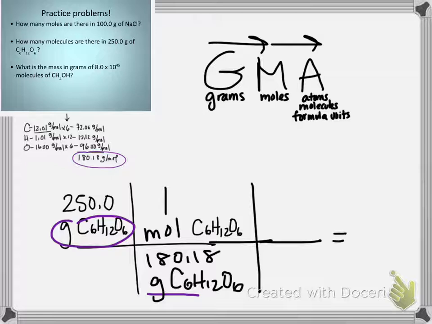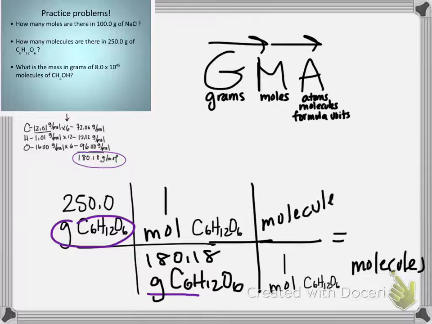Now, I know that I want to end up in molecules of glucose. Be careful, don't write that as MOL or you will mix them up, honestly. So I'm going to make sure that my units and chemical in this box here cancel. So I've got moles of glucose, and I need the number for how many molecules of glucose there are in a single mole.